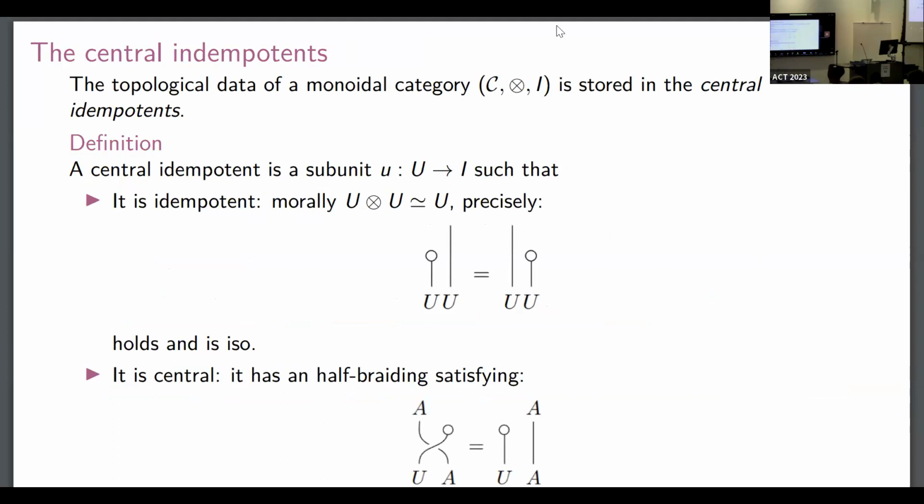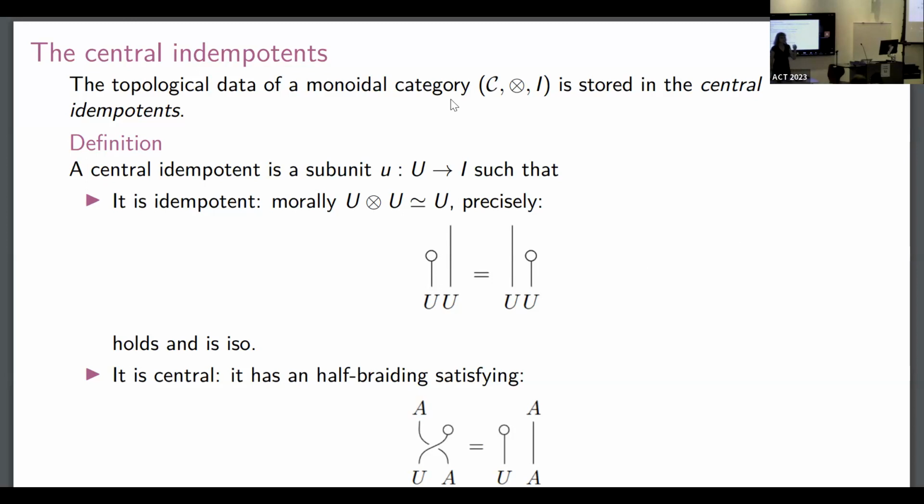So what is a central idempotent? Well, a central idempotent is a subunit that is idempotent and central. The idempotency means that if I take U tensored with U, then I get U back. And so topologically, if I take an open set and intersect it with itself, I get the same open set. So in the monoidal setting, it means that this string diagram is an isomorphism. The subunit U tensored with U has to be an isomorphism. And also it is central. Being central means that it commutes.